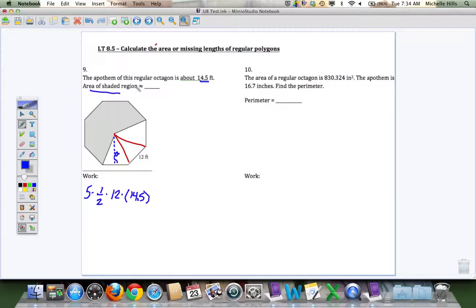Once I multiply that out, I end up with, and I can't quite write this in here, 435 square feet that's actually shaded in.